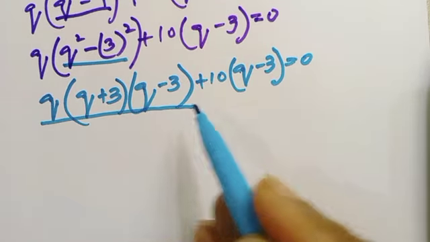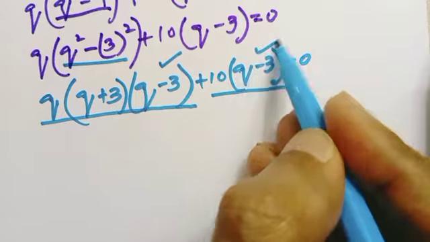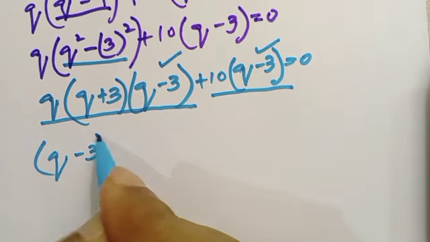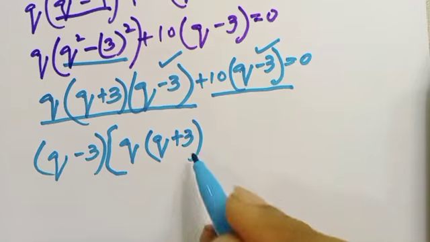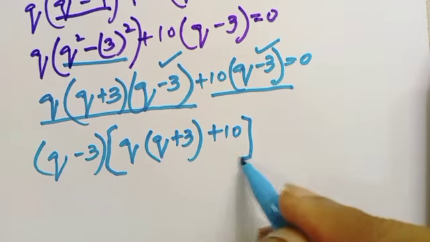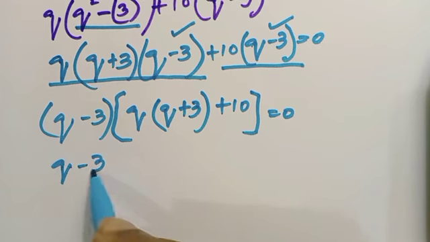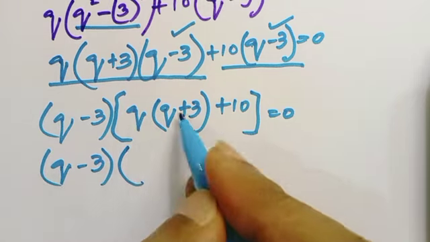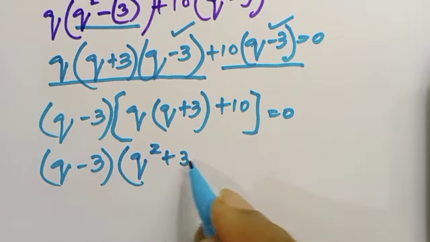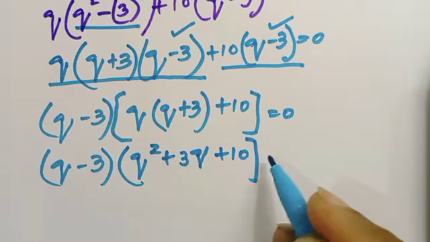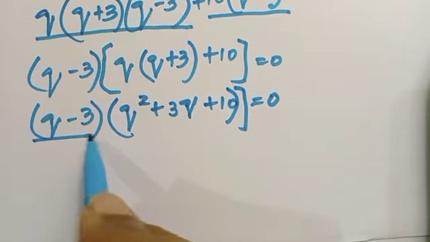So these are the two main terms, and (q - 3) is common to both. Taking it out, (q - 3)(q^2 + 3q + 10) = 0. Now there are two possibilities: either this factor is equal to 0 or that factor is equal to 0.